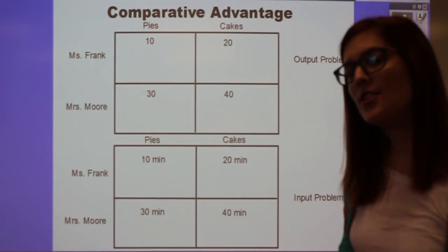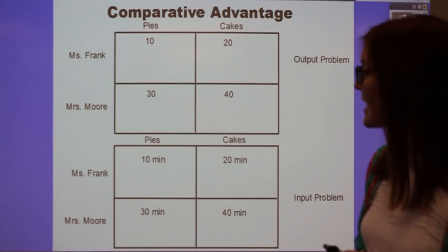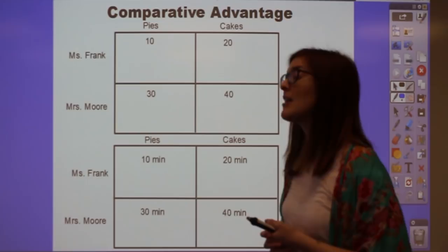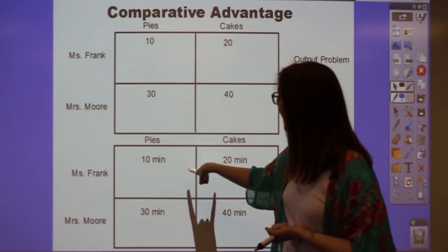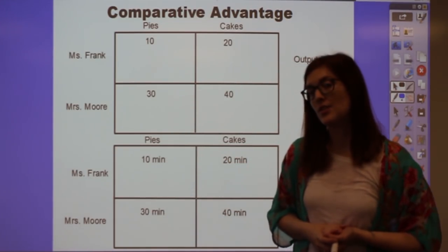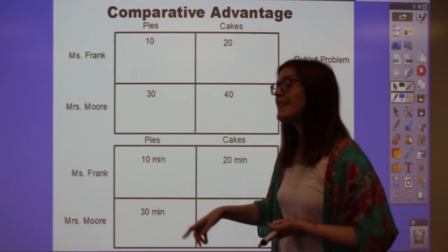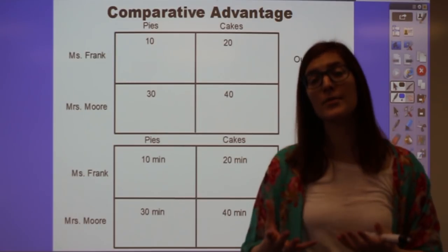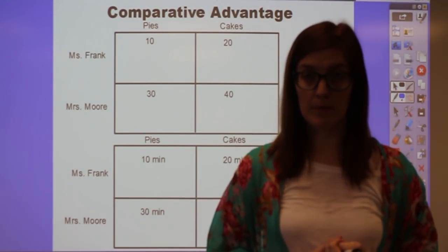So the absolute advantage in an input problem is the lower number because it says who uses the least amount of resources to make one of that product. So now, because it's time on the bottom problem, I would have the absolute advantage in the production of pies and cakes because it takes me less time to make a pie and a cake than Mrs. Moore. So absolute advantage is the larger number in an output problem and the smaller number in an input problem.